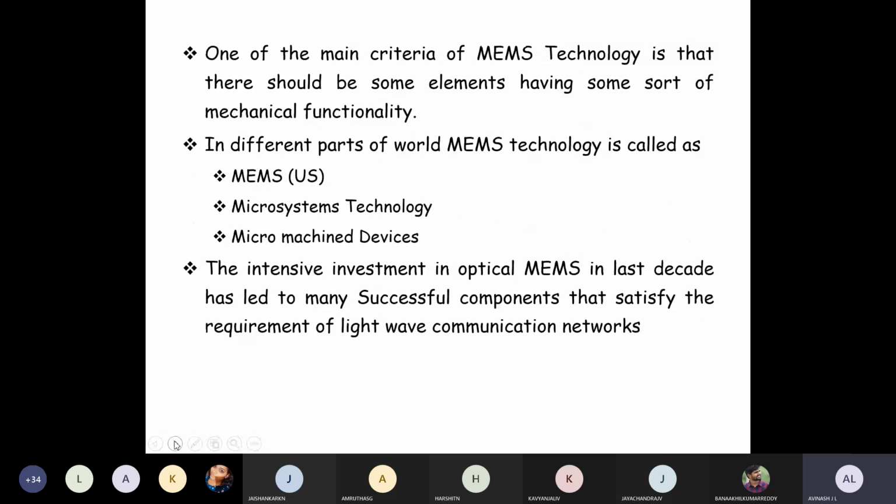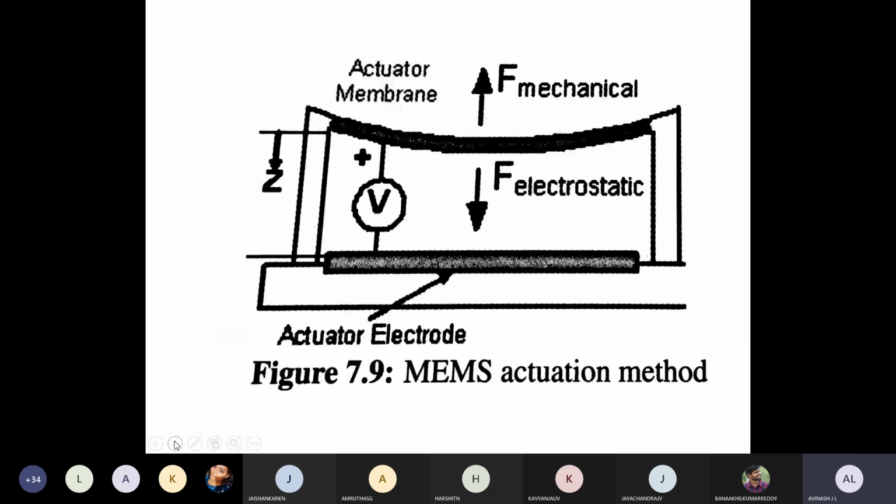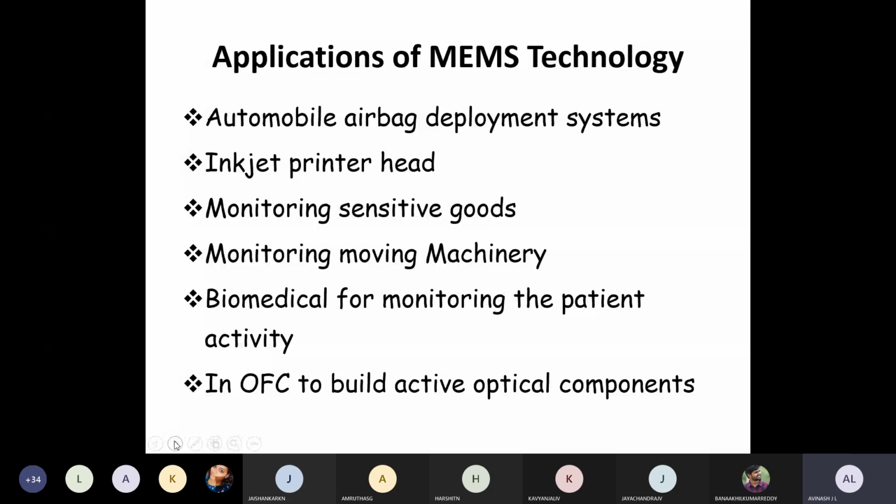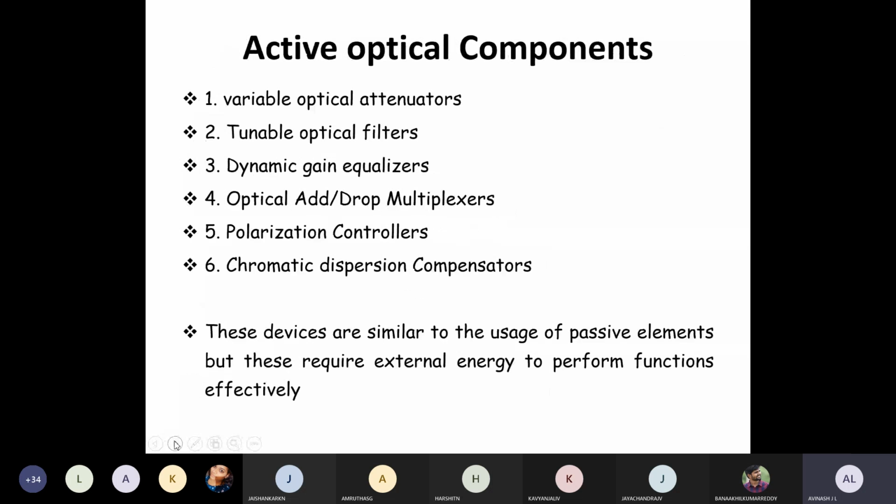And next we go for MEMS technology. We understood the MEMS technology, how the MEMS actuation method happens, and later the applications of MEMS technology we have seen. Later we understood the active optical components: variable optical attenuators, tunable optical filters, dynamic gain equalizers, optical add or drop multiplexers, polarization controllers, and chromatic dispersion compensators, all those things we have seen.